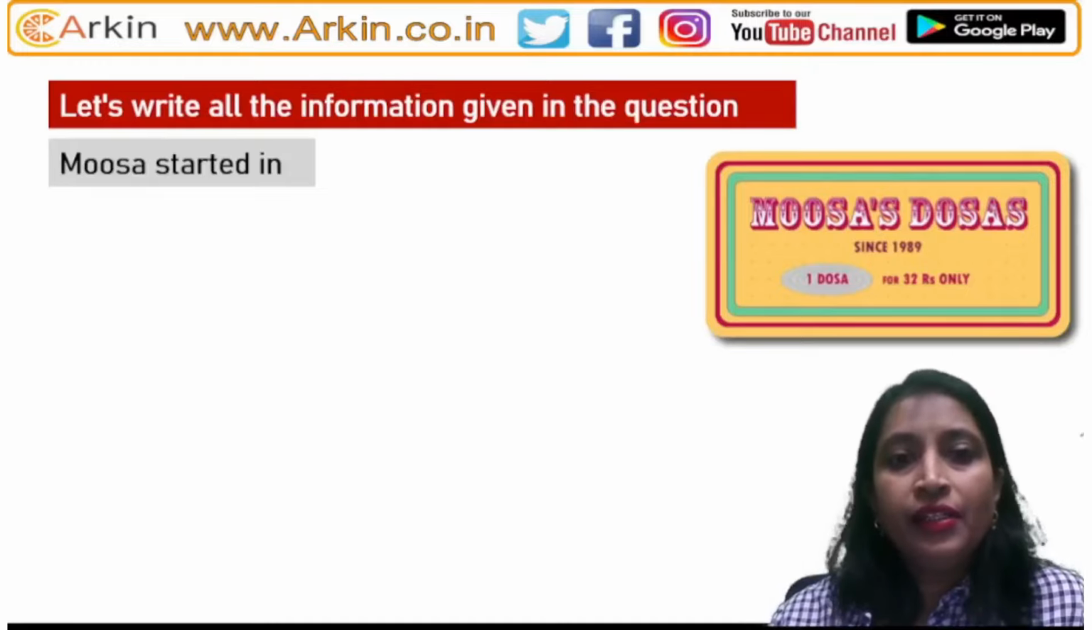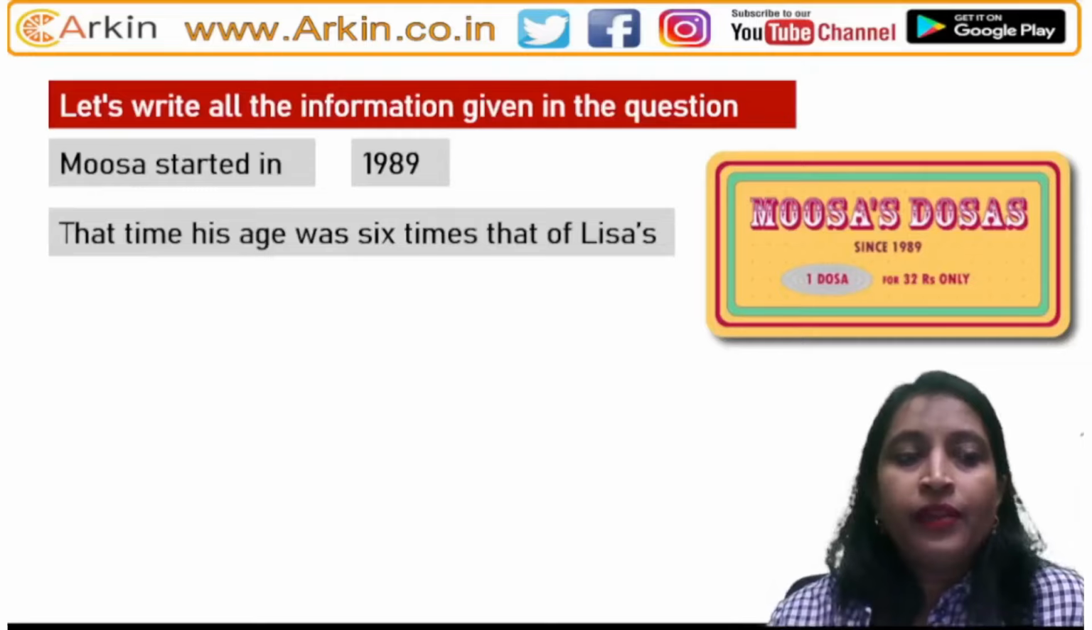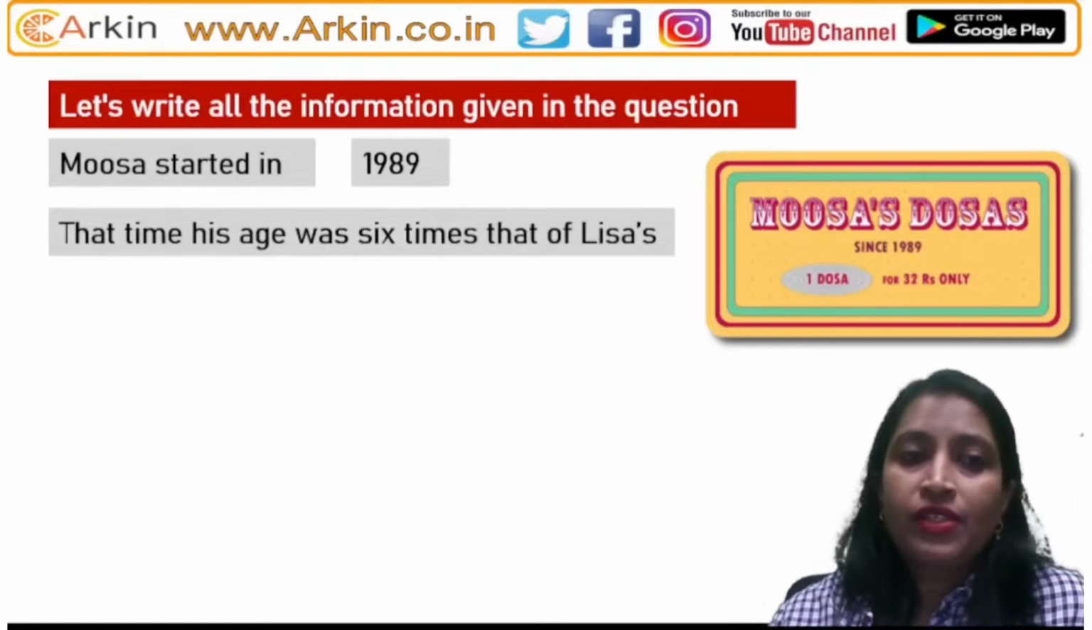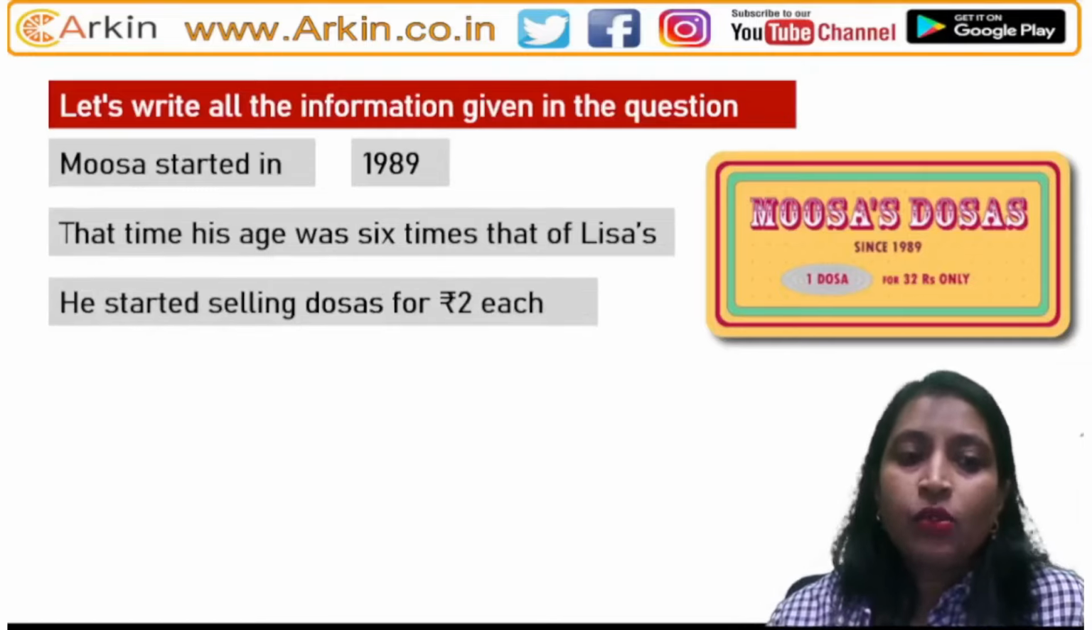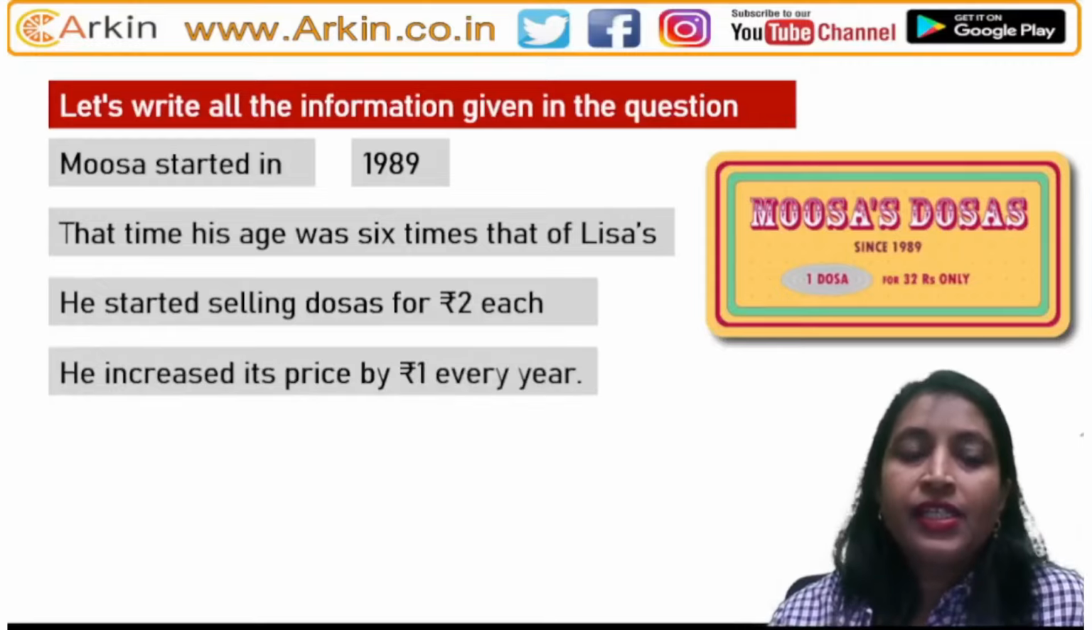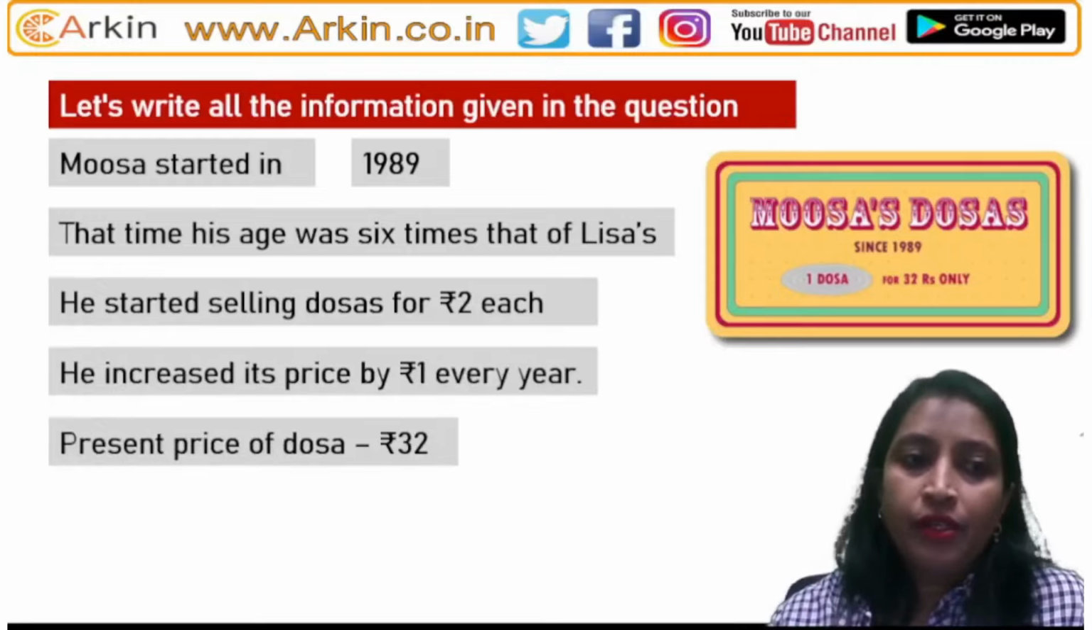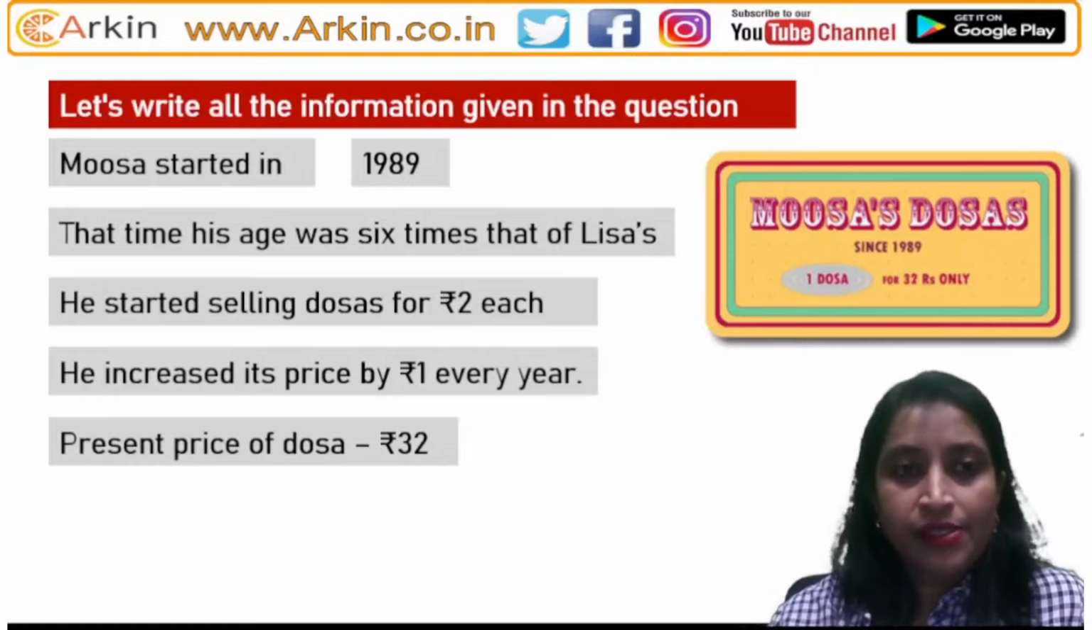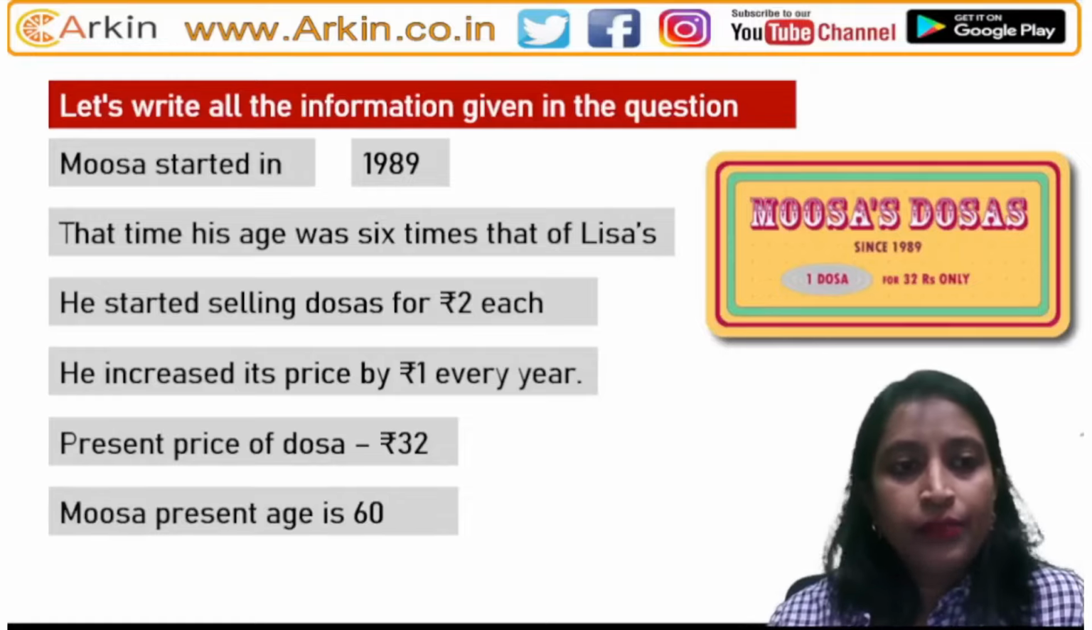See, Musa started in 1989, which is given here. We can see that from the board. That time his age was 6 times that of Lisa's. He started selling dosas for rupees 2 each. He increased his price by rupees 1 every year. The present price of a dosa is 32 rupees. This is the information given in this question. Now let's try to solve it.